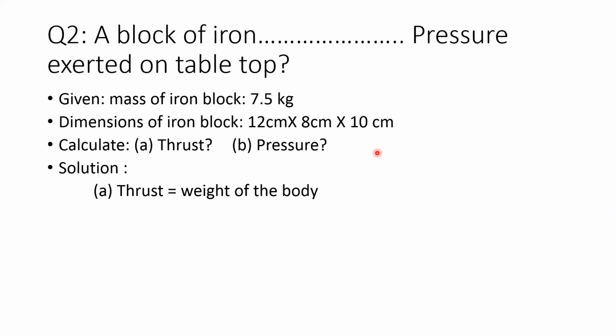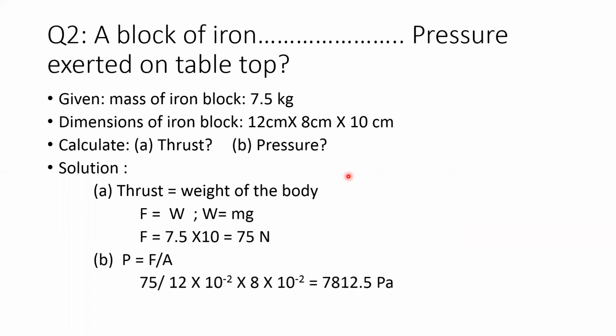Okay, so I show you the explanation of this question. Thrust equals weight of the body, and weight equals mass into gravity. So the weight will be equal to 7.5 into 10, that is 75 Newton, which will be equal to the thrust. So the thrust will be 75 Newton. Pressure will be equal to thrust upon area.